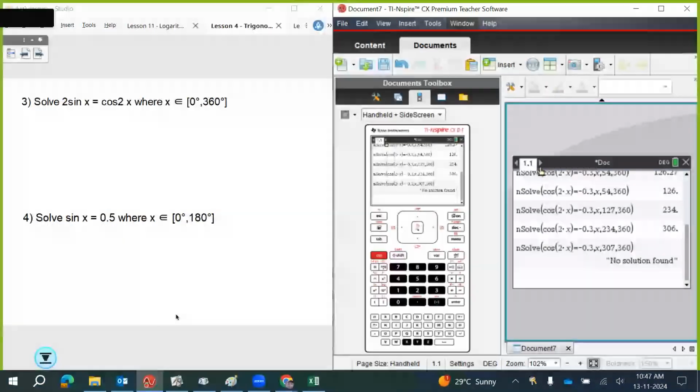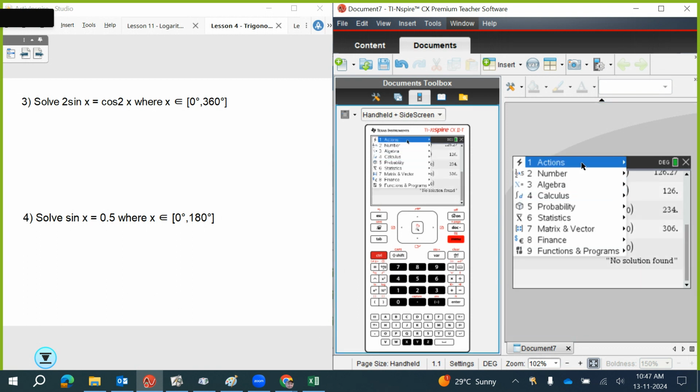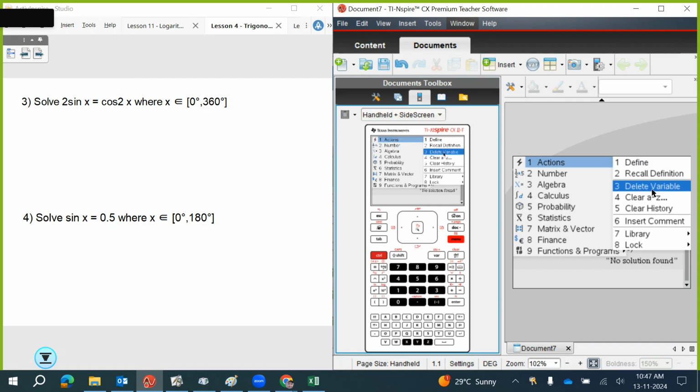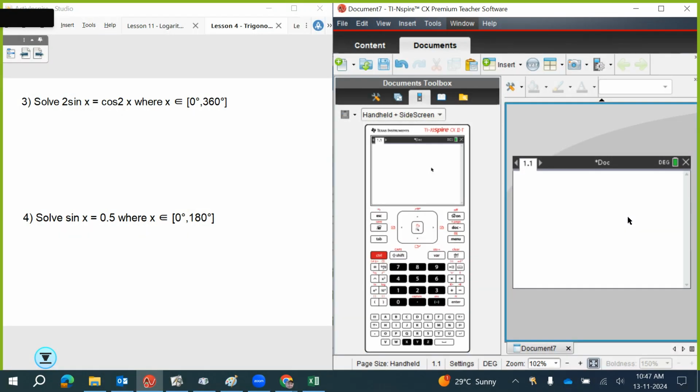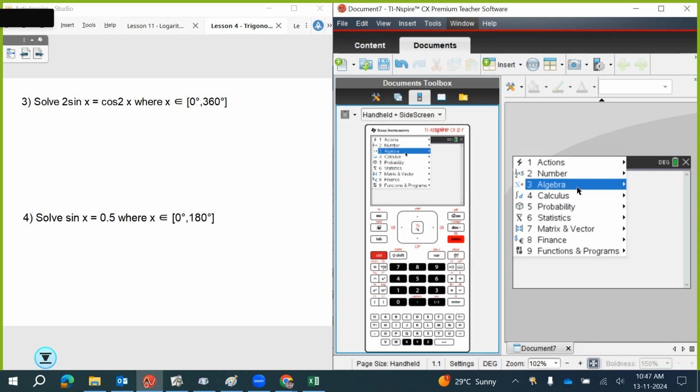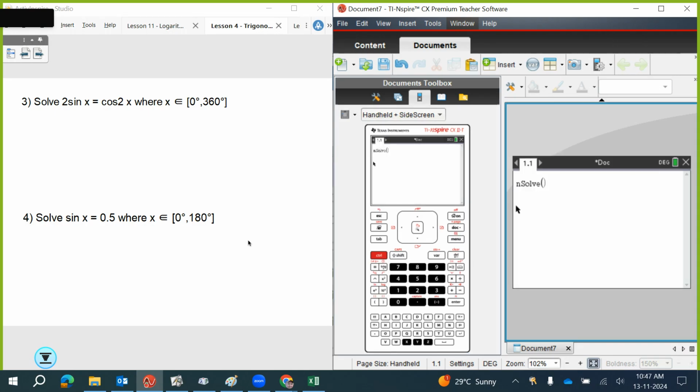All right, let's have a look at our answers here. So I'm just going to clear my screen. I'm going to press Menu, Actions, Clear History. Clear my screen up a little bit. So we want Menu, Algebra, NSolve, and then we want 2.